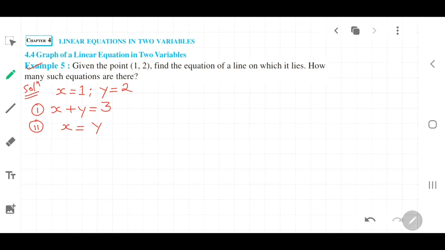Now if x is 1 and y is 2, are both sides equal? No, it is not equal. How can we make it equal? Since y is given as 2 here, but x is 1, we can make it equal by putting the value 2 here. So 2 into 1 is 2, and y is given as 2. So both sides are equal. Twice x is equal to y will be the second equation, correct?